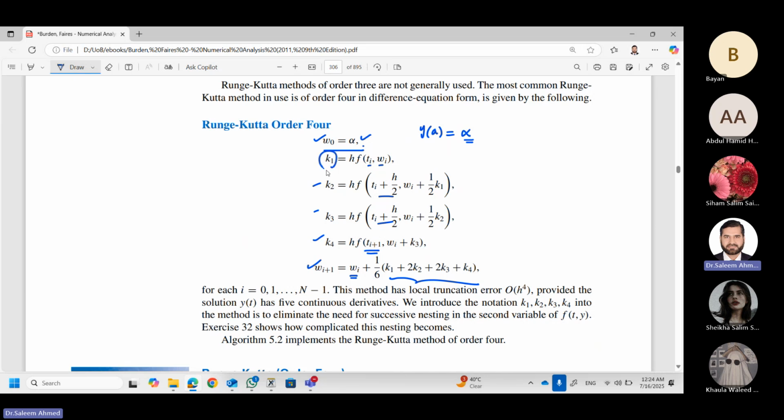So what you calculate from here, put it here. What you calculate from here, put it here. Calculate from here, put it here. So this is being used in the next one. This is one iteration, so all these 4 calculations are in one iteration. If you have to calculate another one, you go back and redo this from W1 to W2, W2 to W3. I will ask you a couple of iterations.